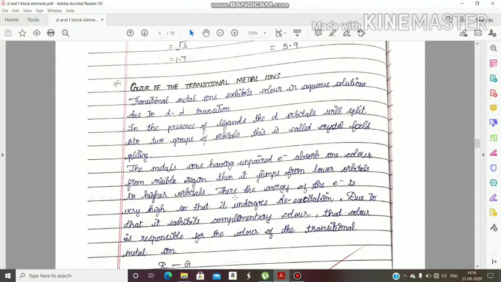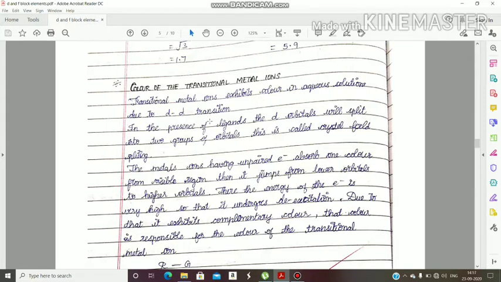Next topic is color of the transition metal ions. See, transition metal ions exhibit color in aqueous solution due to d-d transition.